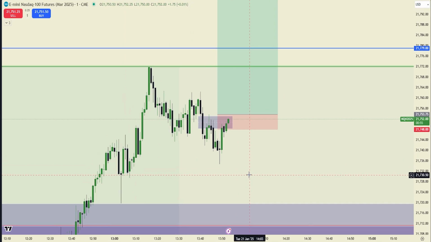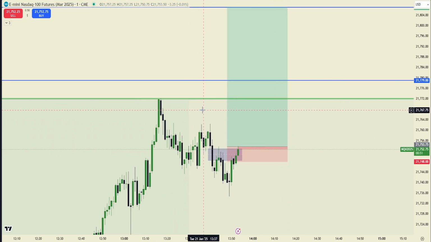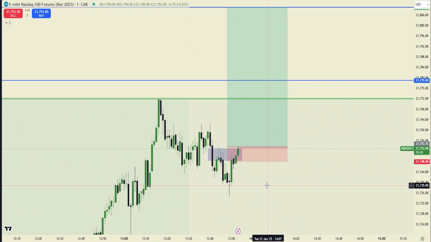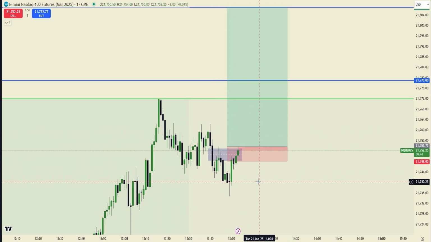Do I like the 1 minute long? So we're not really delivering from anywhere, and we kind of swept liquidity, and I like that we have equal highs above, so I think it'll work. But this PA is not good, so I'm not going to alert it, but it'll probably work still.